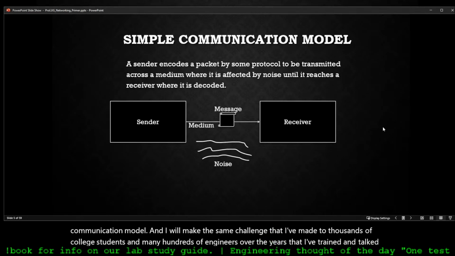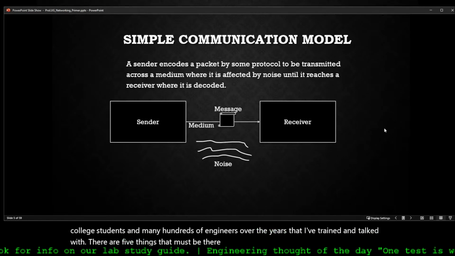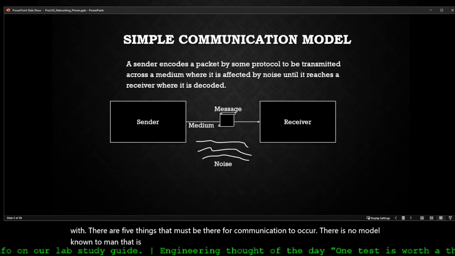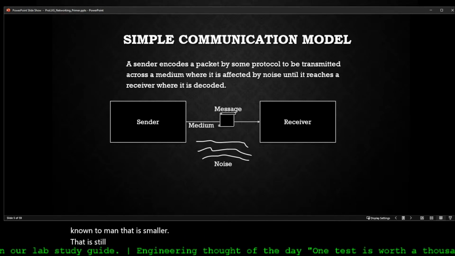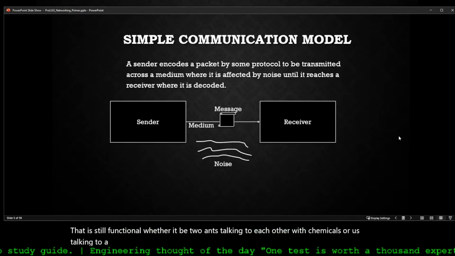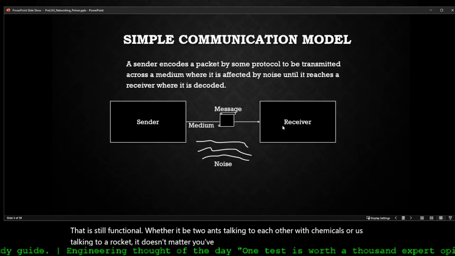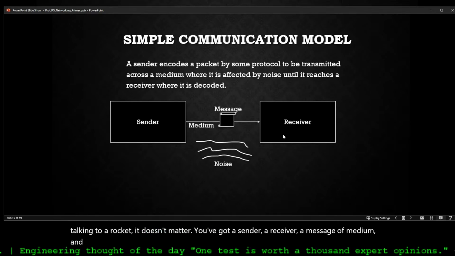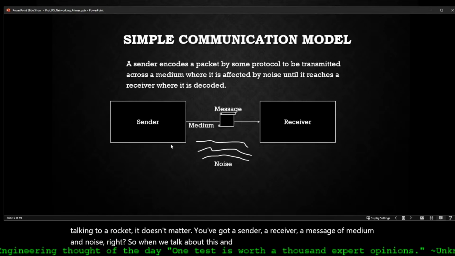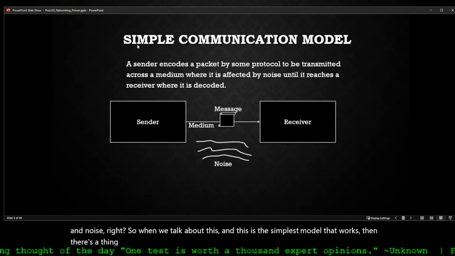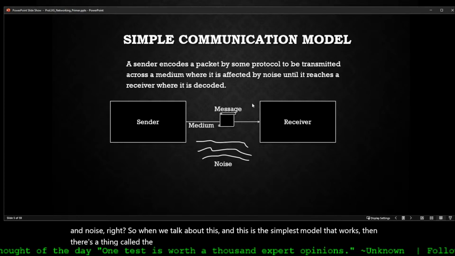There are 5 things that must be there for communication to occur. There is no model known to man that is smaller that is still functional. Whether it be 2 ants talking to each other with chemicals or us talking to a rocket, it doesn't matter. You've got a sender, a receiver, a message, a medium, and noise. This is the simplest model that works, and then there's a thing called the effective communication model where we add a feedback loop.